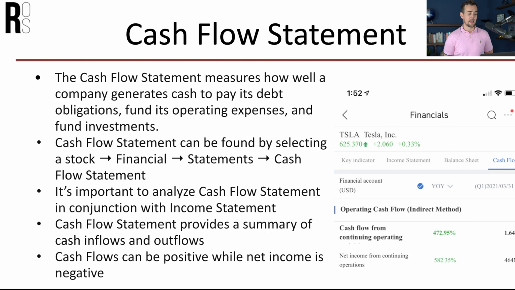It's important to analyze cash flow statements in conjunction with the income statement because these basically work together to paint a bigger picture. The cash flow statement provides a summary of cash inflows and outflows of a company. So if you want to follow the path of money coming in and money going out, that's all going to be shown through that cash flow statement. And cash flows can be positive while net income is negative. So that is another tricky thing there to look out for.